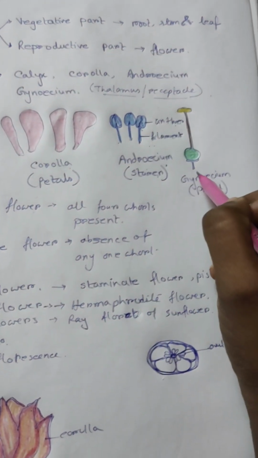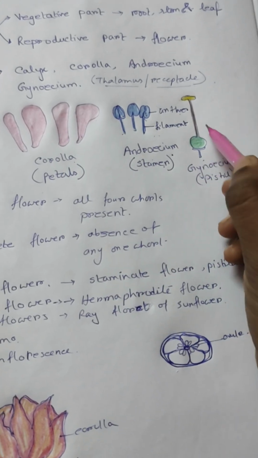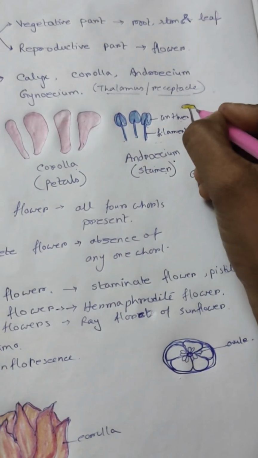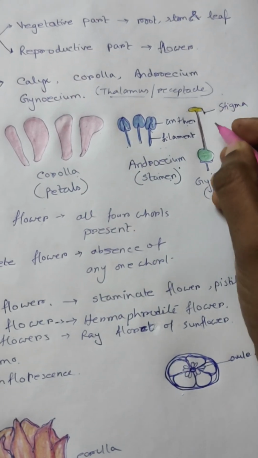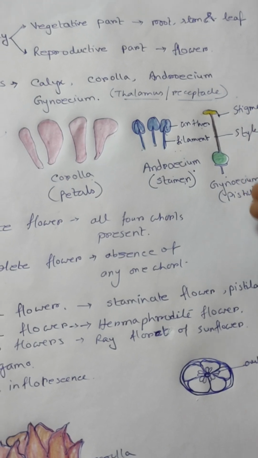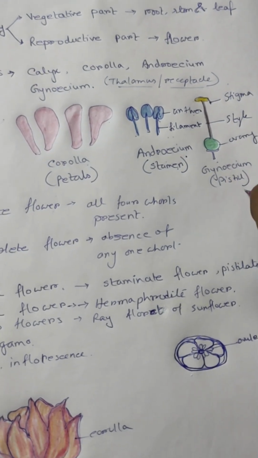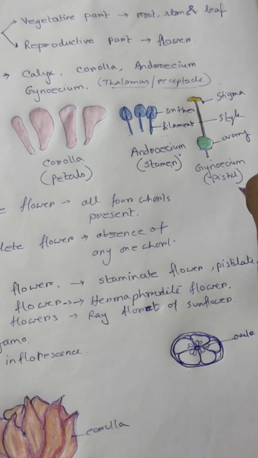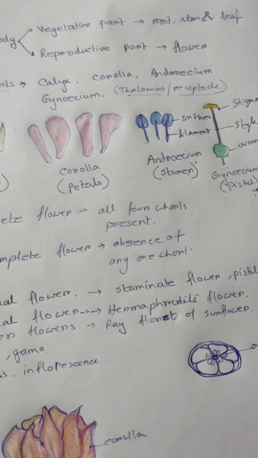Then come to the gynoecium, that is the female part of the flower. It has three parts. The upper part is called stigma. This is style and this is ovary. This is the female part of the flower. The unit of gynoecium is called pistil.